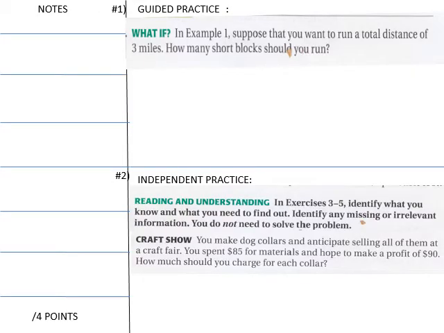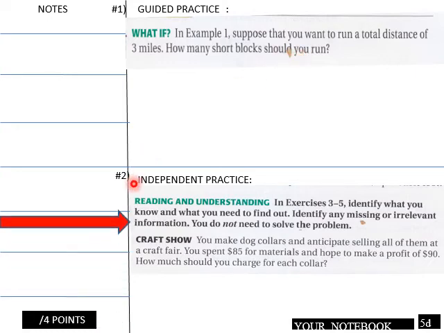Okay, so that was fine. Our next one to practice here: in example 1, well, we already did this one, didn't we? How many short blocks should we run? Well, maybe there's another way of solving this. We're going to solve our independent practice. It's your lucky day, student. We're going to help you on this one.